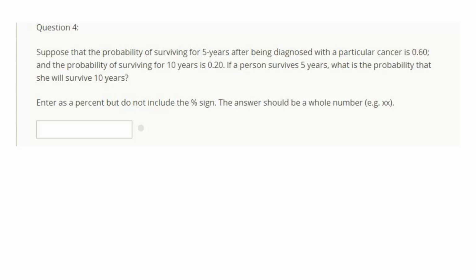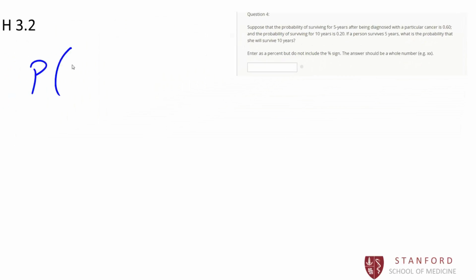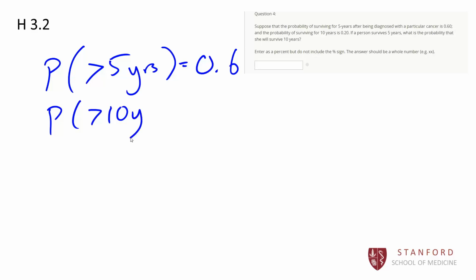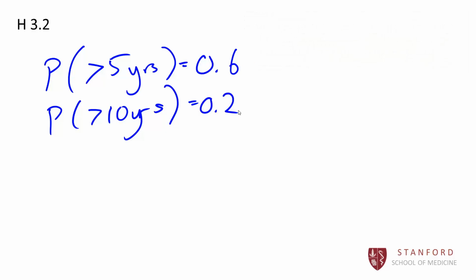So the second question reads, suppose that the probability of surviving for 5 years after being diagnosed with a cancer is 0.6, and the probability of surviving for 10 years is 0.2. Okay, that's a pretty bad cancer. So if a person survives 5 years, what is the probability that she will survive 10 years?